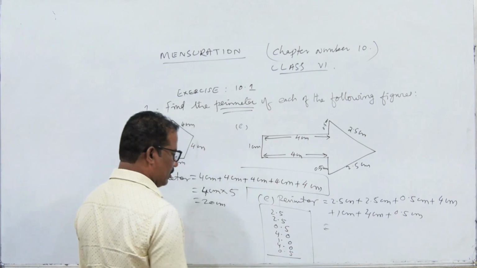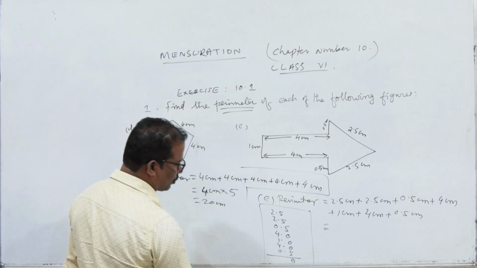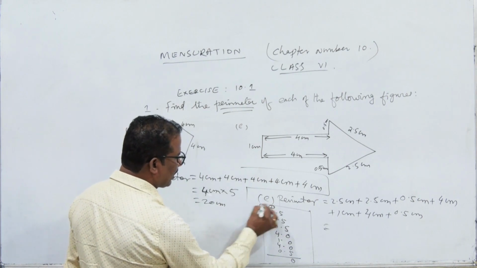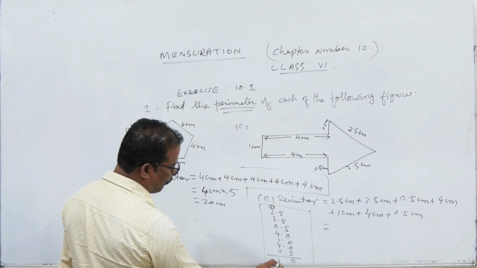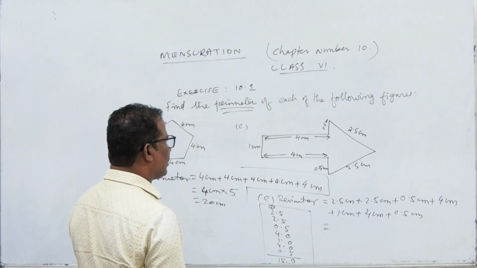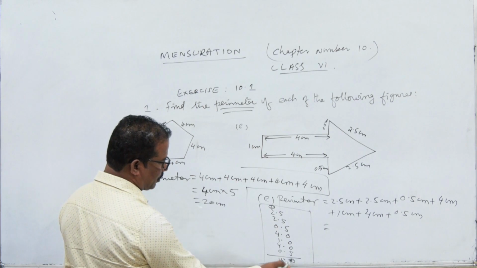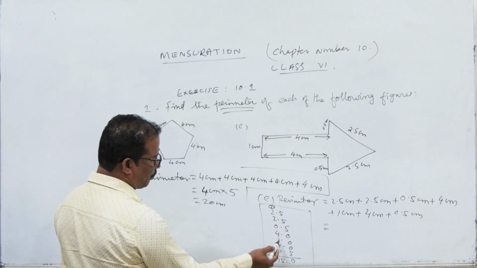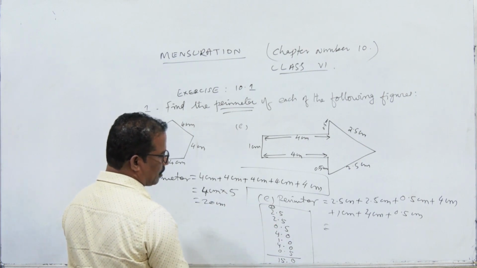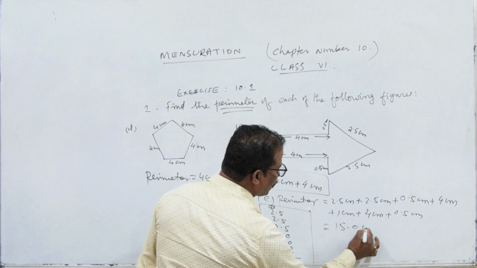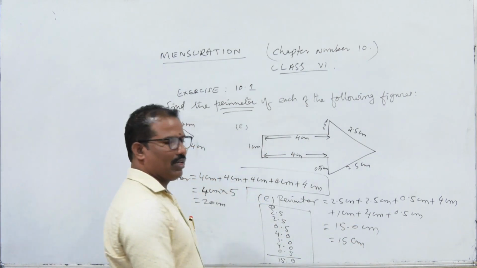It is 0.5. So the total sum is 1, 2, 3, 4. 4 5s are 20. So 0 we wrote here. 2 carry over. Then 2 plus 2 is 4. Then 6, 10, 11, then 15. So the total length of this given figure is how much? 15. Again see 5, 5, 5, 5, 4 plus 5 is 20. 2 remaining. Then here 4 plus 1 is 5. Then 9, 10, 11, 12, 13, 14, 15. So the total length is 15.0 centimeter. 15.0 simply means 15 centimeter only.